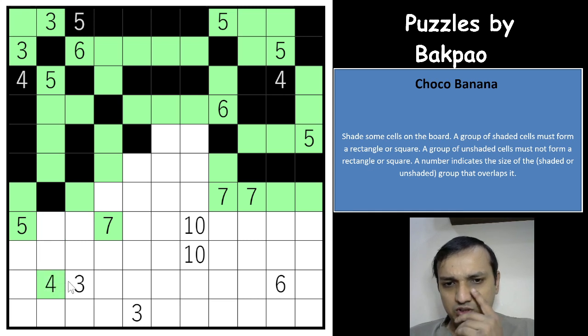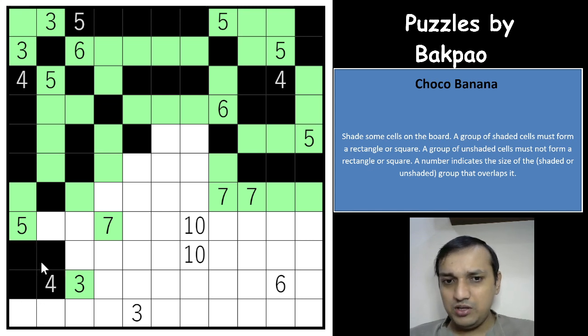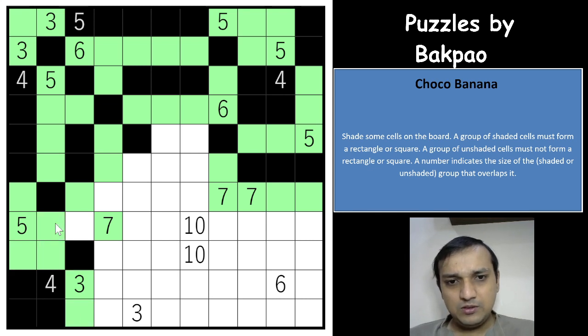What if this is unshaded? This would be shaded. Oh, of course, it cannot be unshaded because the moment it is unshaded, 5 doesn't have enough space. Of course, it gets locked here. So this would have to be shaded. Amazing, this is unshaded. So there is only one way that we have worked out that 4 will work, not this way. It would have to be this way. Amazing. Yeah, I was right.